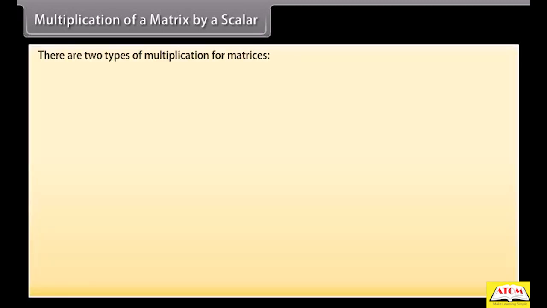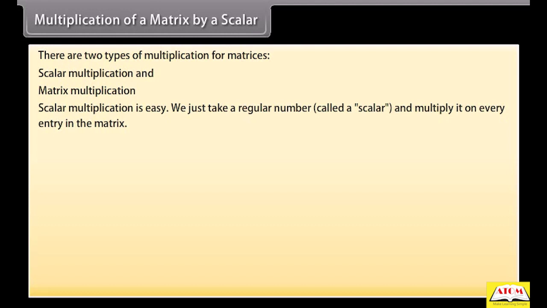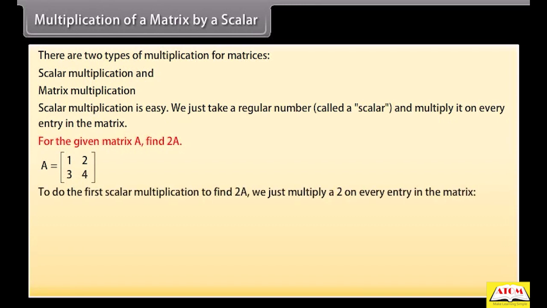Multiplication of a matrix by a scalar. There are two types of multiplication for matrices: scalar multiplication and matrix multiplication. Scalar multiplication is easy. We just take a regular number called a scalar and multiply it on every entry in the matrix. For the given matrix A, find 2A. To do the scalar multiplication to find 2A, we just multiply a 2 on every entry in the matrix.